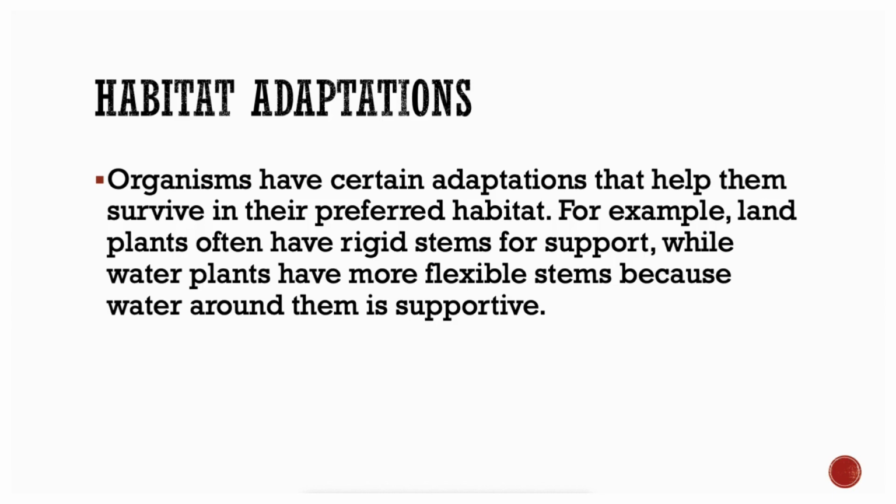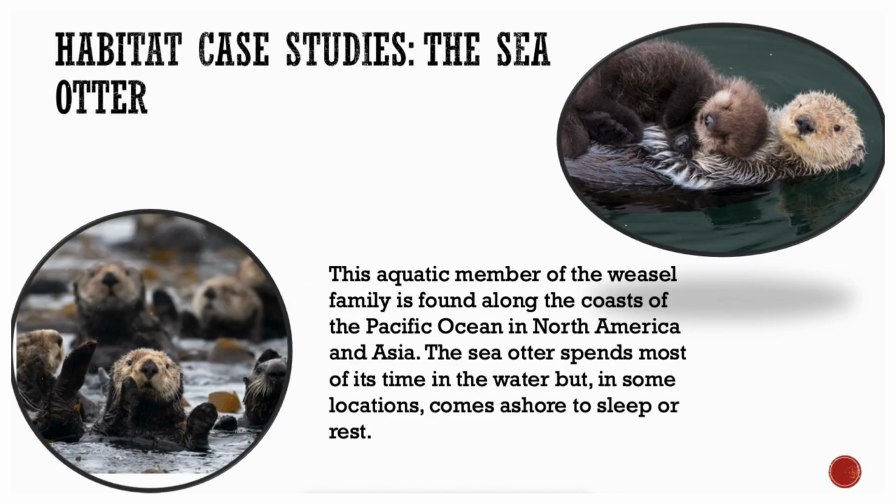Habitat adaptations. Organisms have certain adaptations that help them to survive in their preferred habitat. For example, land plants often have rigid stems for support, while water plants have much more flexible stems because the water around them is much more supportive. And as you know, habitats vary widely from large areas of forest, grassland, and deserts to small sites such as rotting logs. For each habitat, we're going to have certain animals, and we're going to learn about habitat adaptations, how animals adapted to their own places.